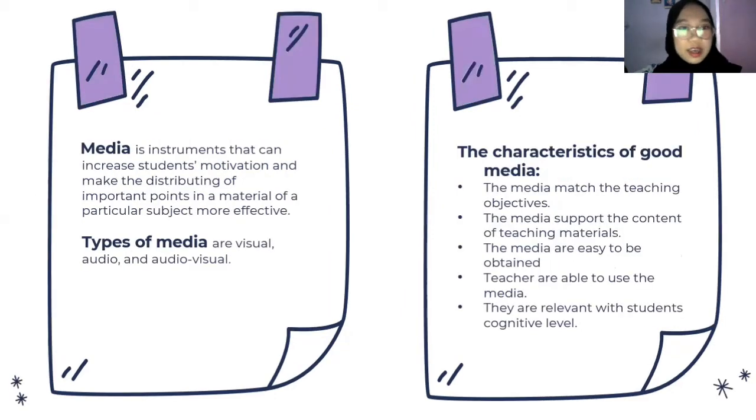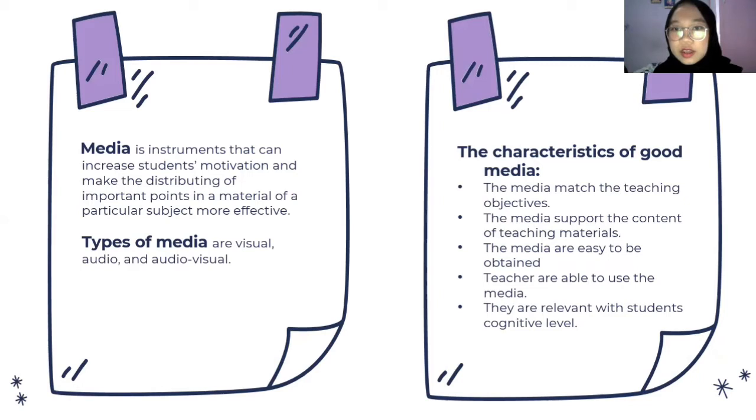Next is media. Media is an instrument that can increase students' motivation and make the distribution of important points in the material of a particular subject more effective. There are three types of media: visual, audio, and audiovisual. Visual is seeing something, audio is hearing something, and audiovisual is seeing something while listening.